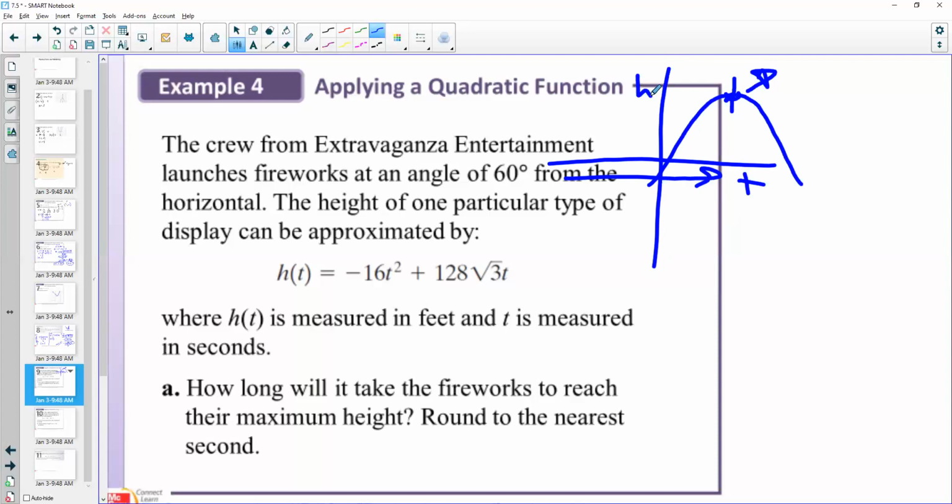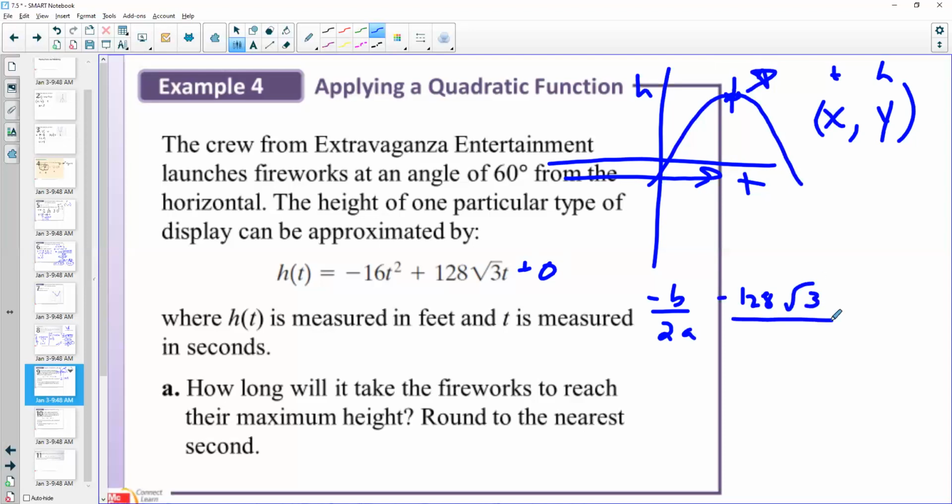Okay, so the x coordinate is going to be time. The y coordinate is going to be height. So first I need to find the x coordinate. So negative b over 2a. And there is no c, there's like an imaginary 0 here. So negative b is negative 128 radical 3. You have a calculator, that's just a number, over 2 times negative 16. Okay. So on the top, that equals, I don't know, something. Do it in your calculator. It comes out to be somewhere in the neighborhood of 6.9. And that will be in seconds.